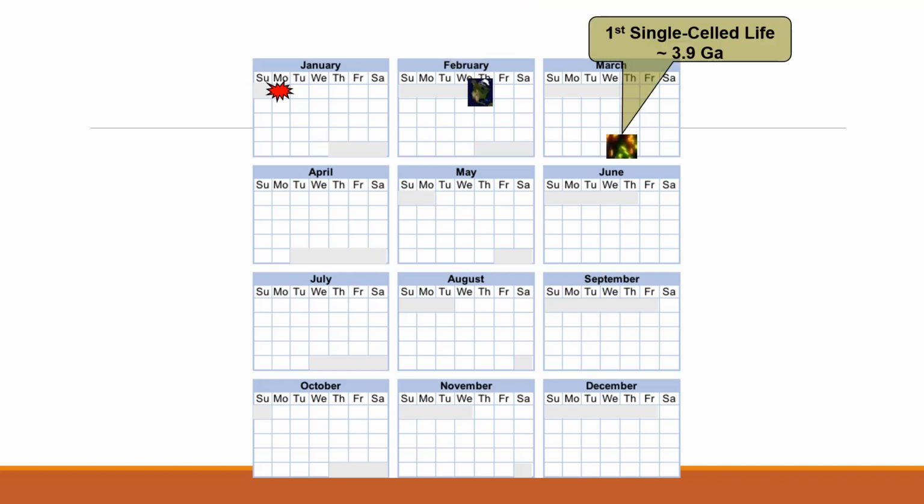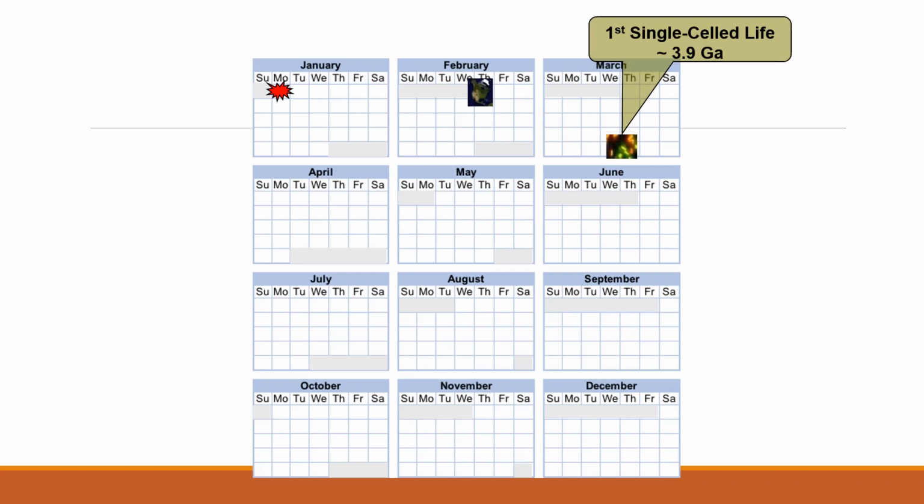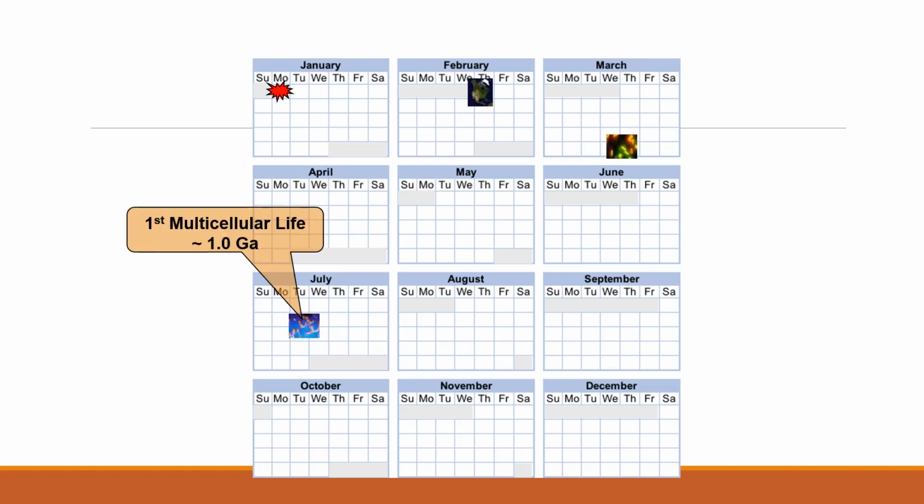The first single cell life is 3.9 billion years. So I just want to point out 4.03 billion years to 3.9 billion years is more than a month apart in this. Billion years are a lot of time. The first multicellular life is about 1 billion years. So this is the second half of this year when we get to more complex life. And this is still pretty simple life, all right?